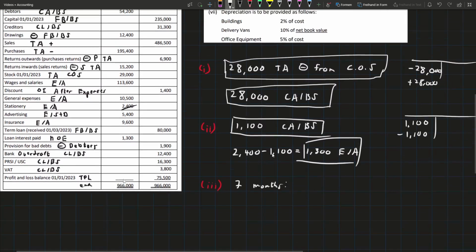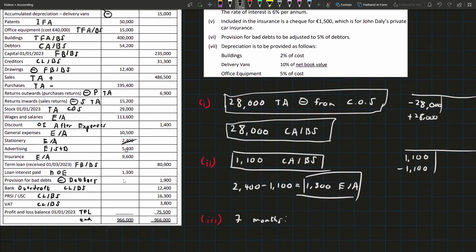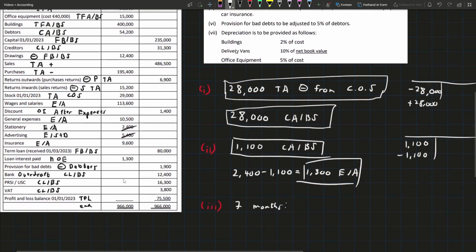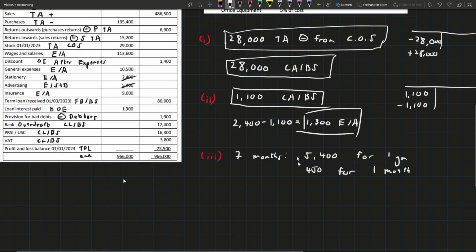It's for next year. So basically, what we have to do is advertising is 5,400. We're going to cross that out because we're not going to use that figure anymore. We're going to change it. So we're going to have 5,400, and that's for 1 year. If we divide by 12, we'll get what 1 month is. So I'll do 5,400 over 12. So that means that 450 we have for 1 month. But remember, we want 7 months is for next year. So we'll do 450 multiplied by 7. We get 3,150 for 7 months.